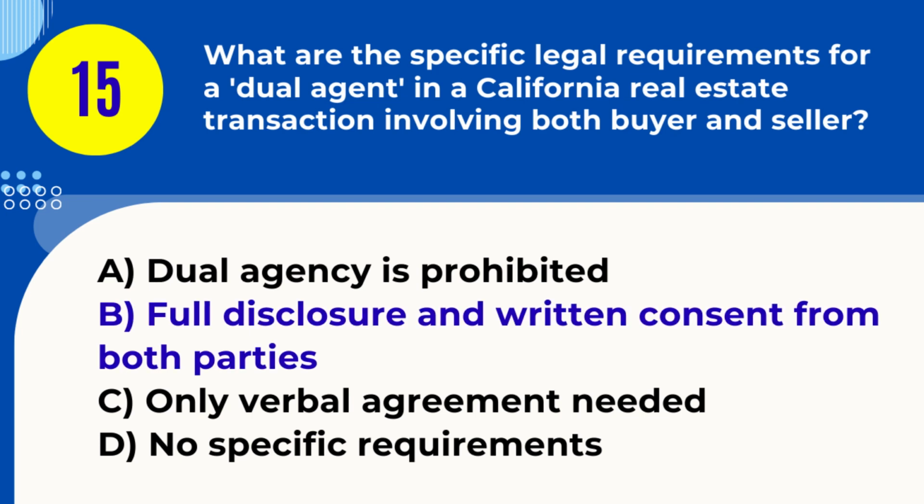Answer. B. Full disclosure and written consent from both parties. Explanation. In California, a dual agent representing both the buyer and seller in a real estate transaction must provide full disclosure of the dual agency relationship and obtain written consent from both parties involved.